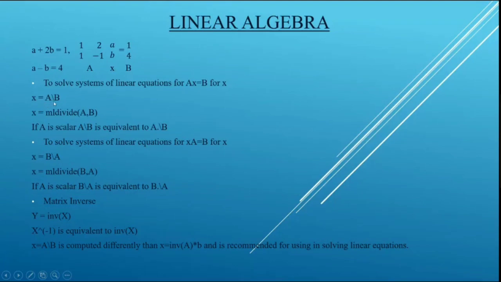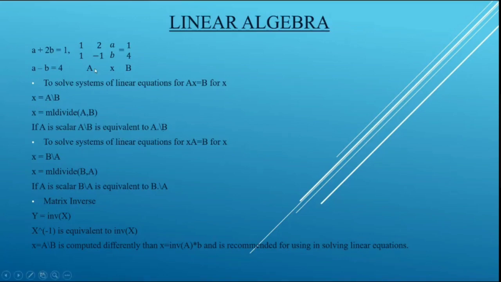Here the operator used is X equals A backslash B. As we remember, for division we use the forward slash, but here we use the backslash. Similarly, instead of backslash, we can also use mldivide(A, B).